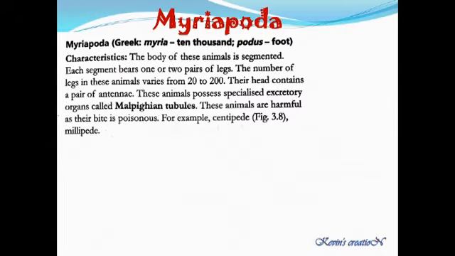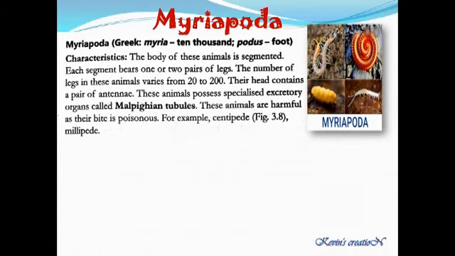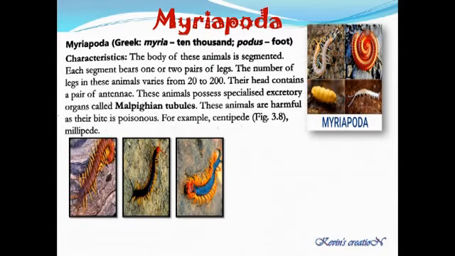Next subgroup is Myriapoda. Myria means 10,000. Podus is foot, you know. So these animals are segmented, okay, and they may have many legs, from 20 pairs to 200 pairs, and they have got antenna also in their head. And these animals are harmful as their bite is poisonous. Not all, but some. So looking at this, you can say these are poisonous ones, and we call them centipede.